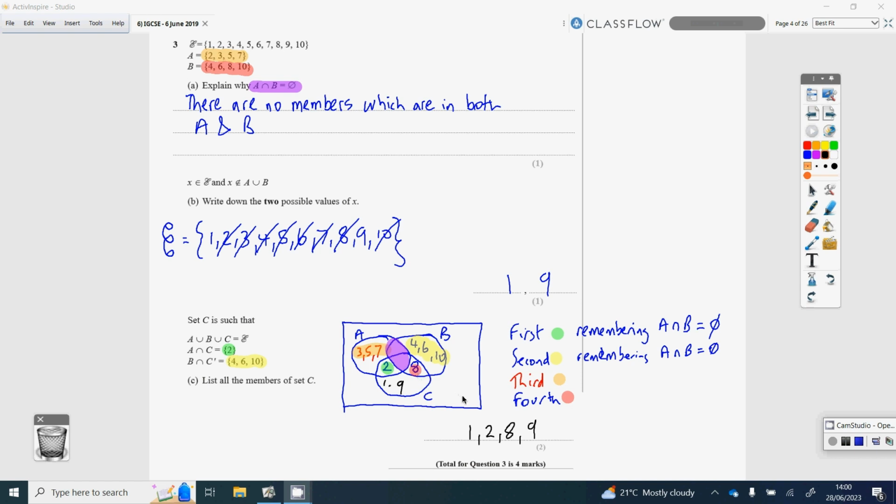Now, they're not allowed to be on the outside because, as we said earlier on, they're in either A, B, or C. So the 1 and 9 has to be here. Now, I'm being asked to list all the members of set C. So that's the set C, this rugby ball here. So the numbers that are in C are 1, 2, 8, and 9.